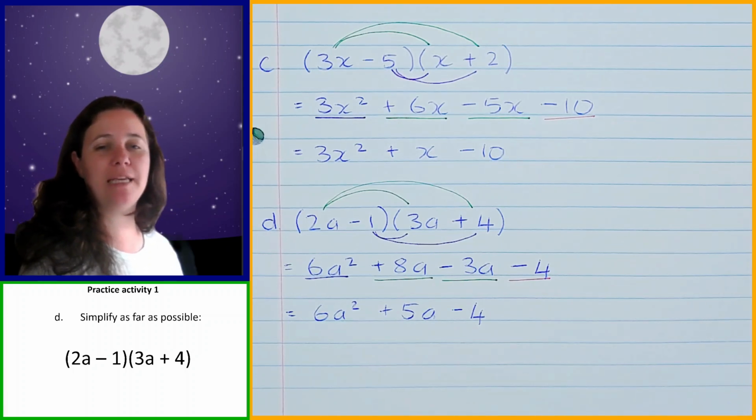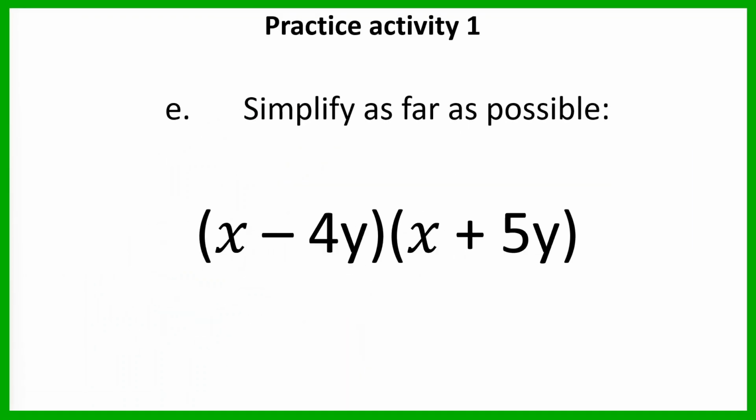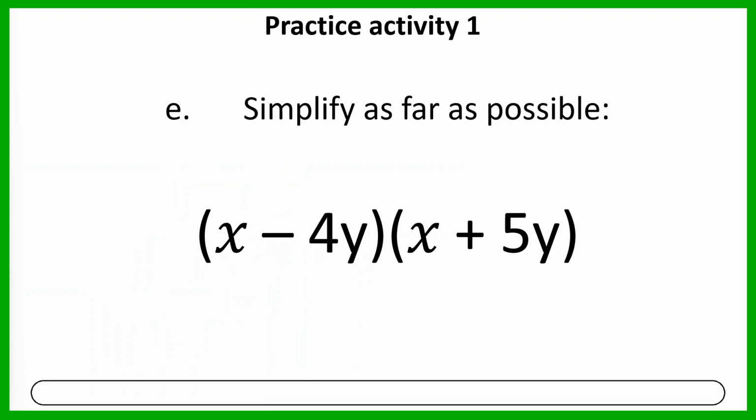Now we're going to go to question E. In question E, you've got x minus 4y multiplied by x plus 5y. I'm going to give you 1 minute for this question.